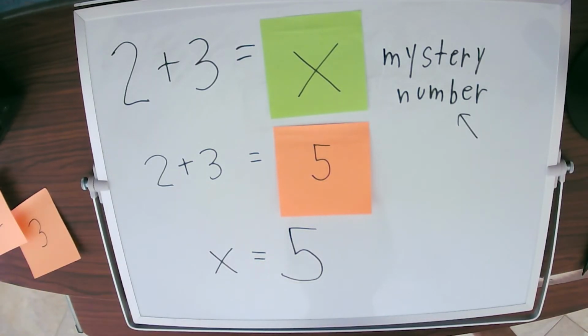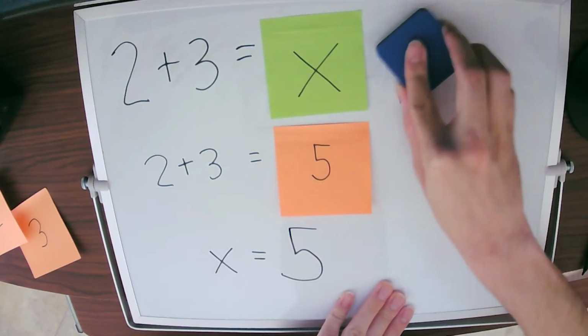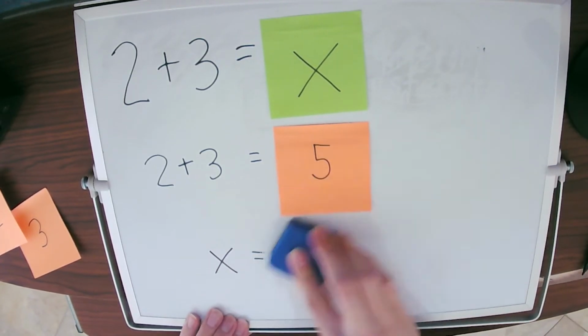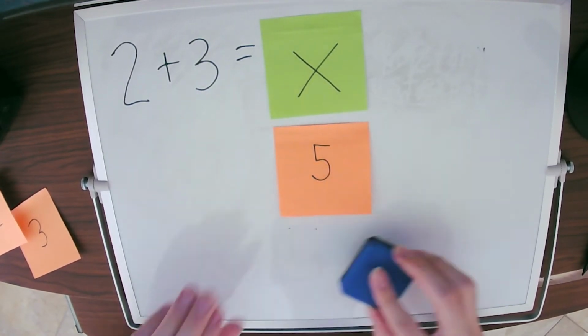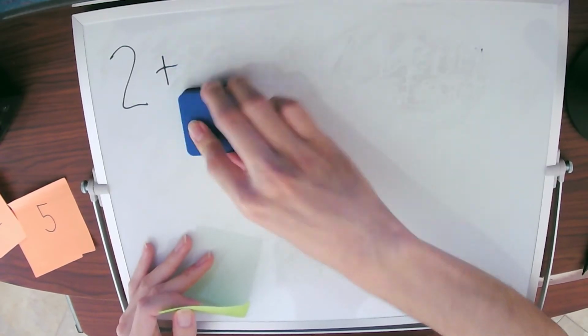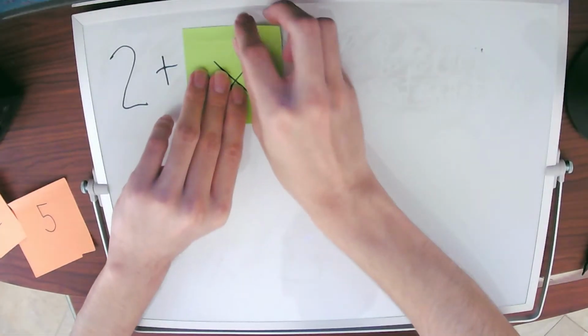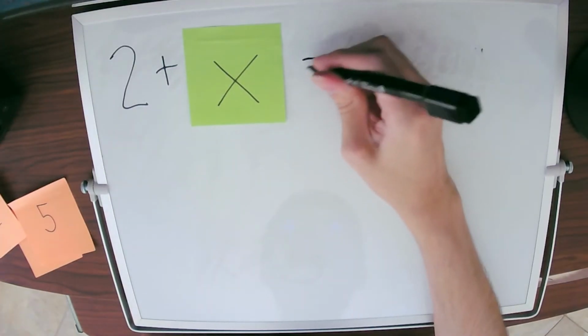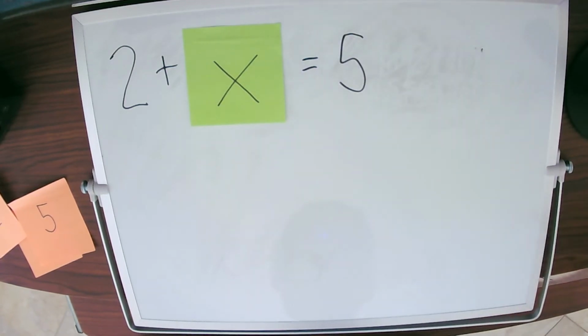Now let's try a slightly more advanced problem. Let's change the place of the x. So, what if the x is in the middle of the equation? 2 plus x equals 5. This is another simple algebraic equation.